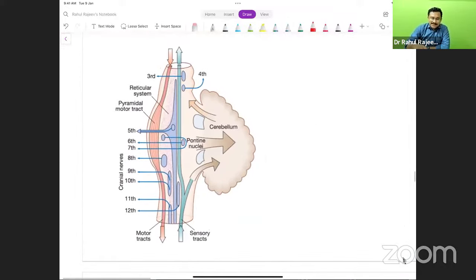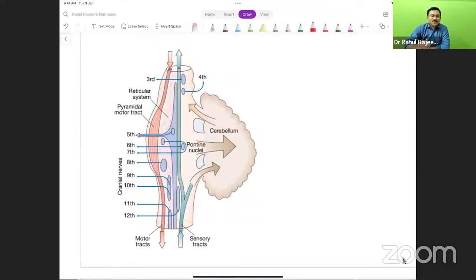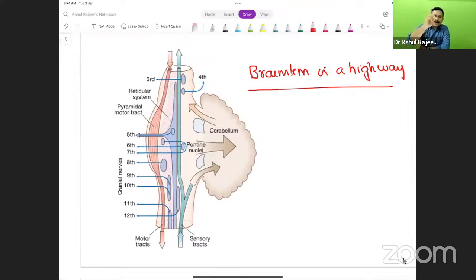Once again, this picture is just to tell you that your brainstem is a highway. So in a highway, you have got vehicles moving in either direction. Similarly, you have got ascending pathways, descending pathways. On either side of the highway, you have got certain shops. And these shops in the brainstem are the cranial nerve nuclei. There are different shops at different locations.